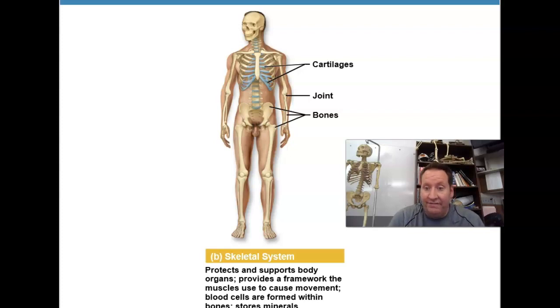So you have your bones, you have your joints, and you have your cartilages. Your cartilages are at the ends of your bones, like your hyaline cartilages that are allowing bone to glide across one another. On your rib cage, you have different types of cartilage that allow for the attachment to the actual sternum itself. So that's kind of the major function of your skeletal system.